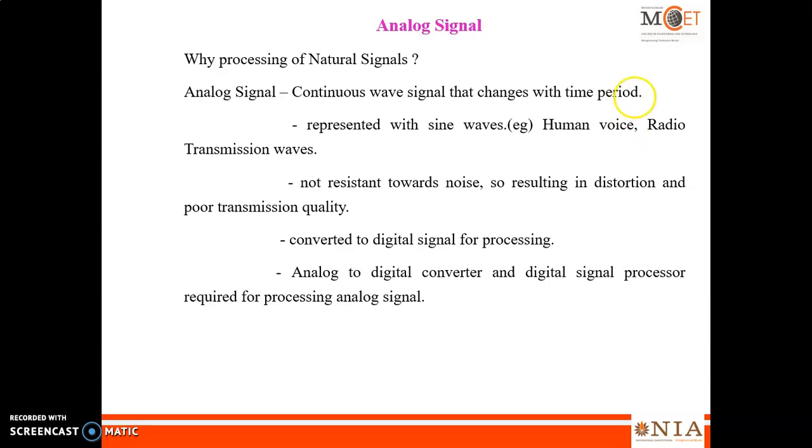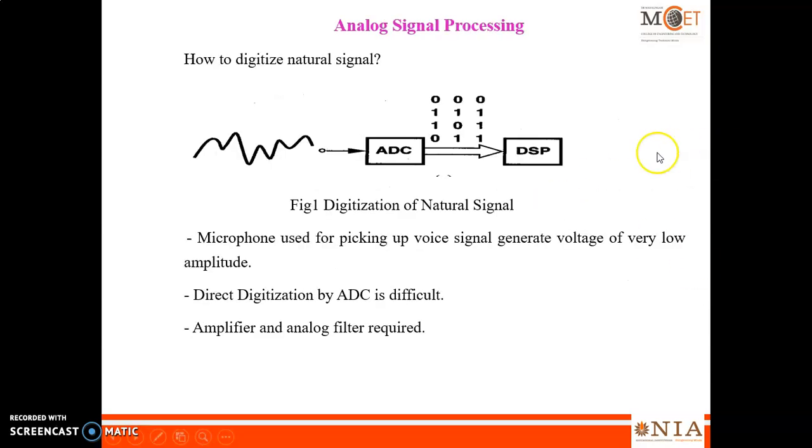For that, I use an analog to digital converter for converting the analog signal into a digital signal, and for further processing of the digital signal I use a signal processor. Observe this figure 1. At the input I am giving an analog signal, which is a continuous signal. This ADC converts the analog input into digital output, which is then given as input to a signal processor.